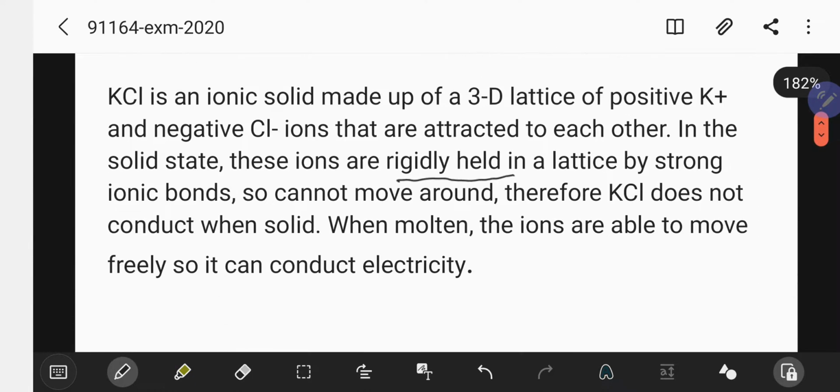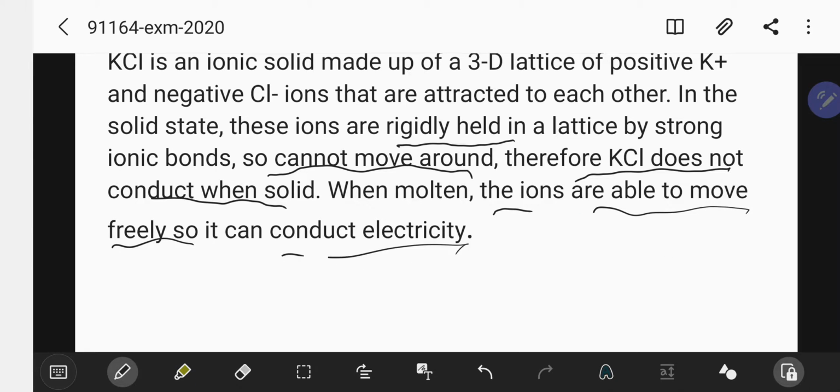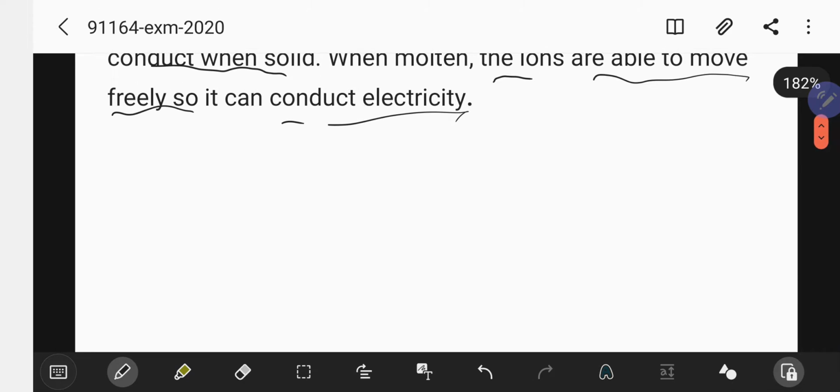And that's what we've got over here. So when it's held in the 3D lattice, when it's solid, the ions can't move around, so it won't conduct when it's solid. But when it's molten, the ions are free to move, able to move freely, so it will conduct electricity. Moving on to the next question.